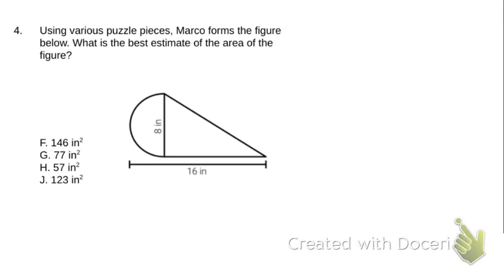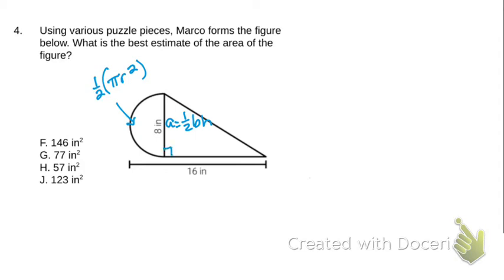Number 4. Using various puzzle pieces, Marco forms the figure below. What is the best estimate of the area of the figure? All right, so I have two different shapes here. I have a triangle. The area of my triangle is 1/2 of base times height, and I have half of a circle. Okay, so a circle is pi r squared, but I have half of that. Okay, so I have two different things to do here.